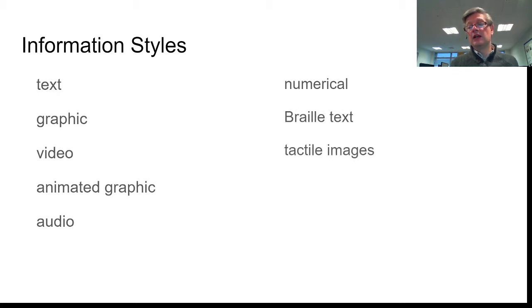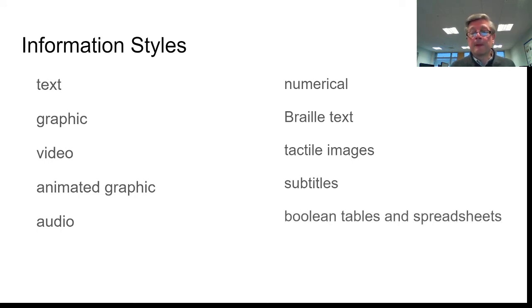Tactile images. The example the exam board give us here is the ones that NASA use, so blind people can feel these images. They're 3D, and so they can get a kind of mental picture of what this looks like, even though they can't actually see it. Subtitles we mentioned earlier on videos. They are another style of information.